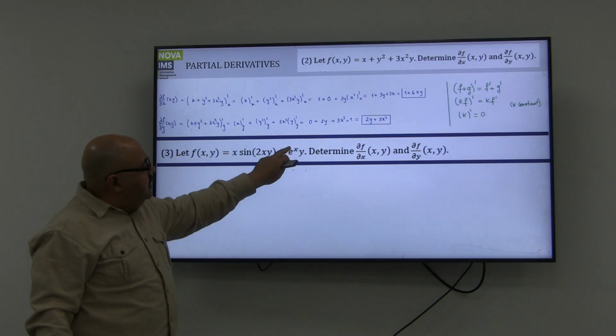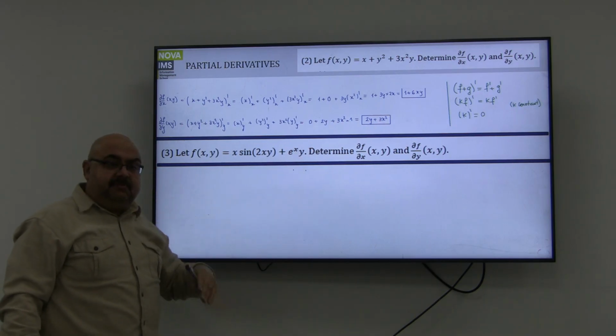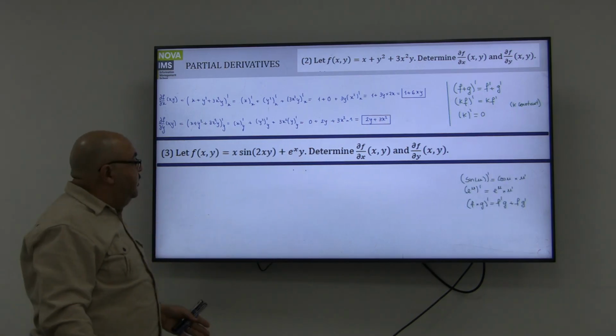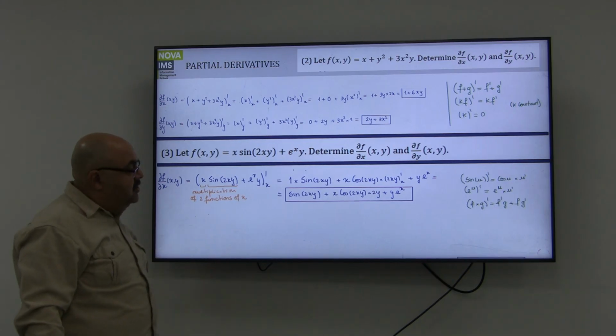Similar manner for x times sine 2xy plus e to the power of xy. If I want to find the first derivative with respect to x, with respect to y, it will be really very simple. I will leave it for you. It's a very simple problem.